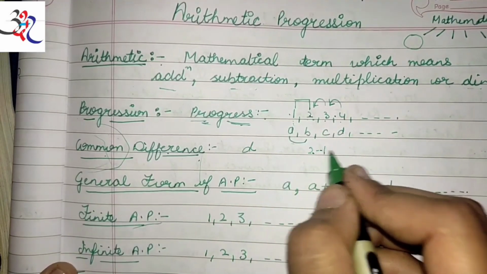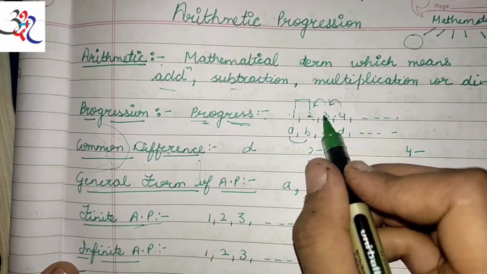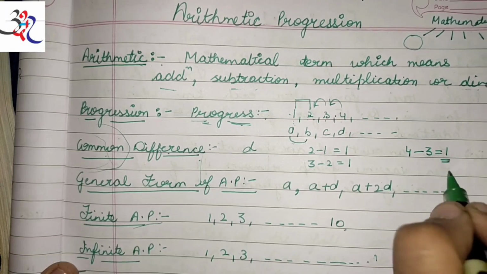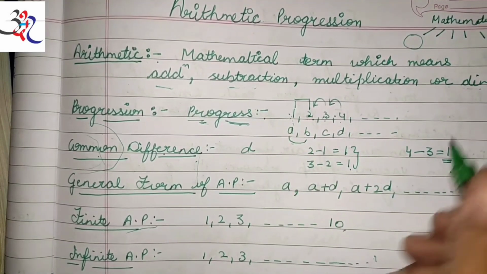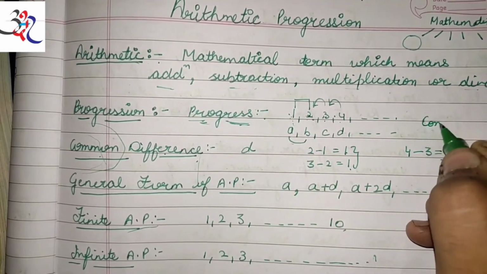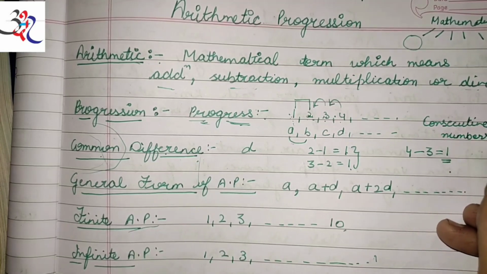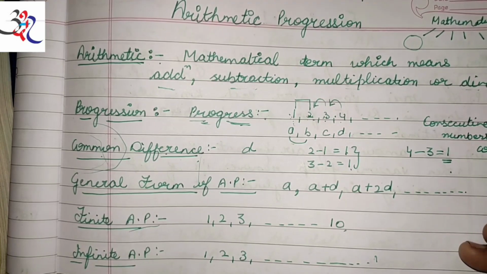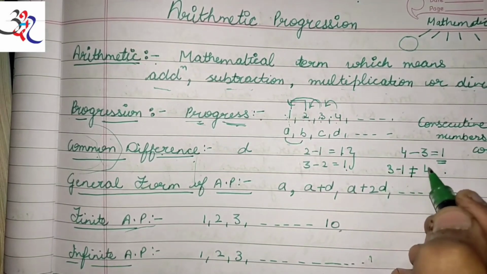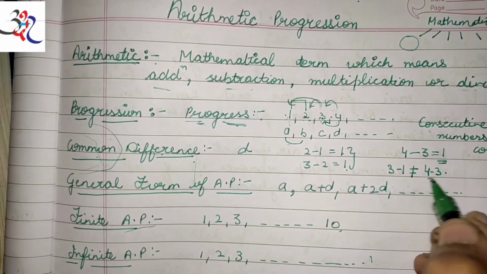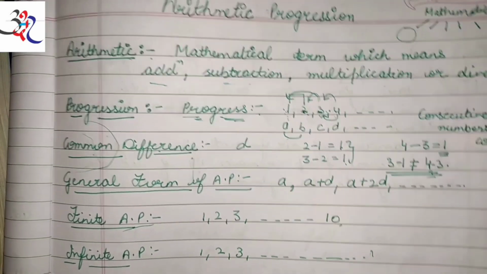So if I say 2 minus 1 is 1, if I say 3 minus 2, it will also be 1. If I say 4 minus 3, then it will also be equal to 1. Always remember that this difference should be between the consecutive numbers of the progression, and should always be common, right? You can't say that the difference between 3 and 1 should be equal to the difference between 4 and 3. The difference should always be taken between the consecutive terms, right?